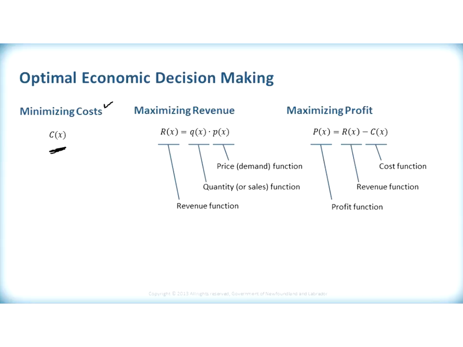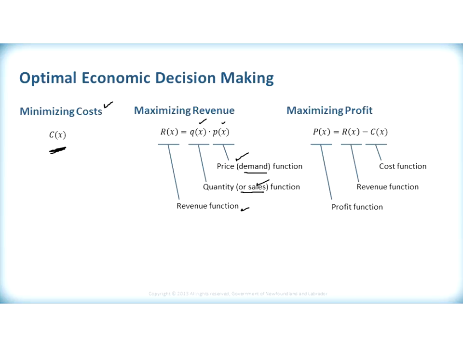The next thing we look at is revenue. Revenue is defined as the quantity of things that you sell, if you're selling stuff as a business, multiplied by the price that you charge for each one. That makes sense. Revenue is basically just the money that you take in from your sales. Sometimes we call the quantity the sales function, and sometimes we call the price the demand function. But either way, it's how many you sell multiplied by how much you charge for each one.